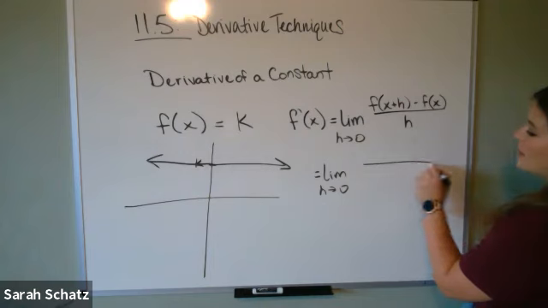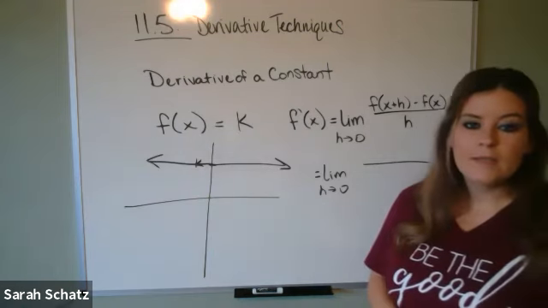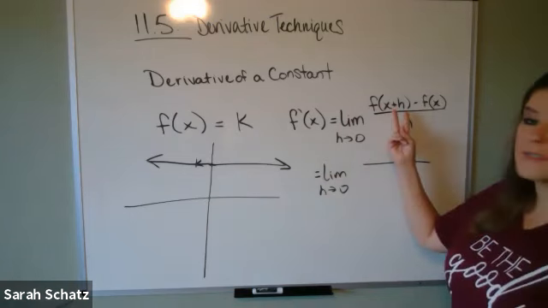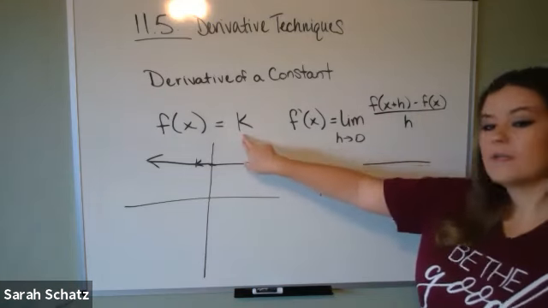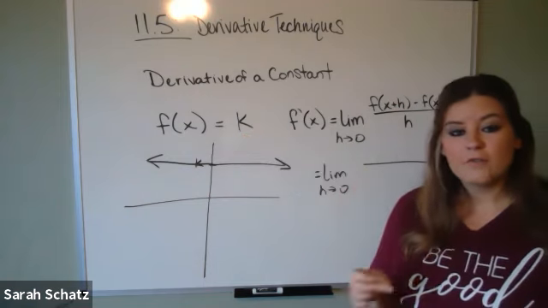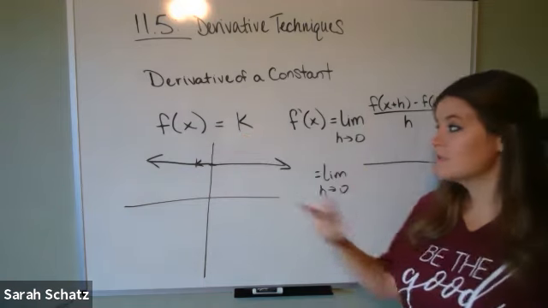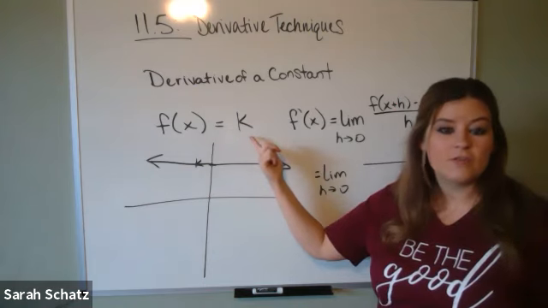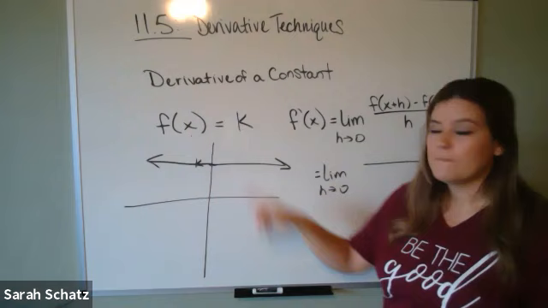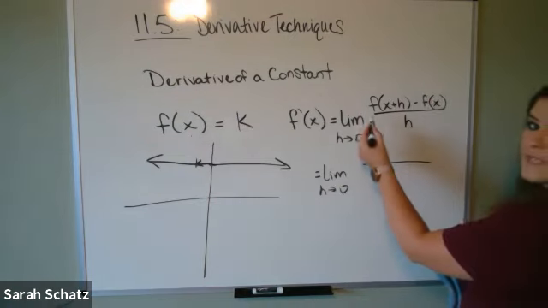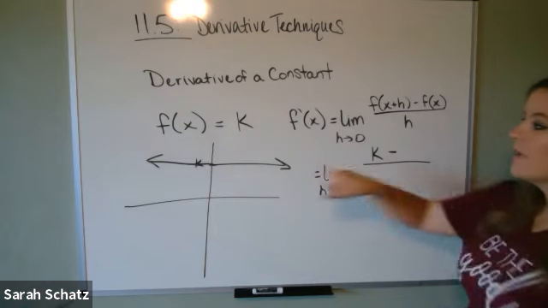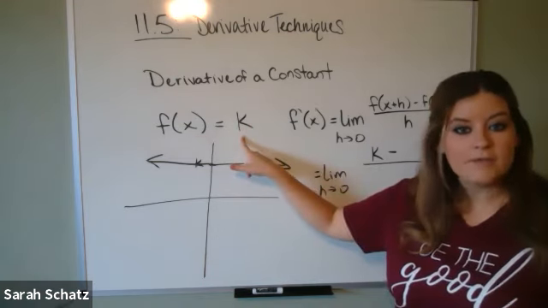So I don't need side work to find f of x plus h, because if you take x plus h and put it into your original constant function, know that your value that you get out is just going to be k, because that never changes. You can put whatever you want in here, and your answer is always going to be k. So f of x plus h is k. F of x, obviously, is also k.